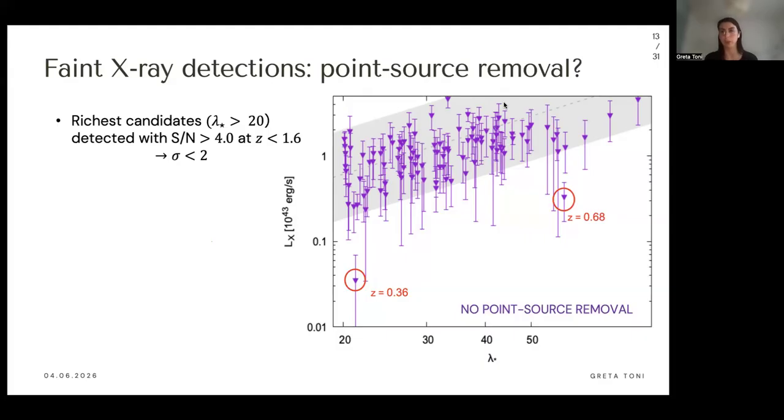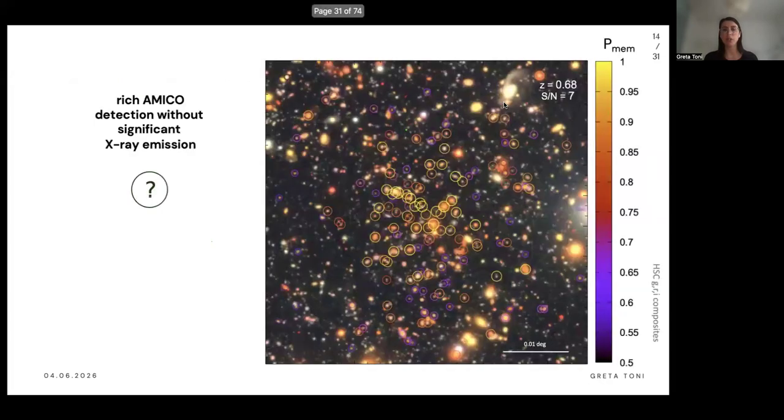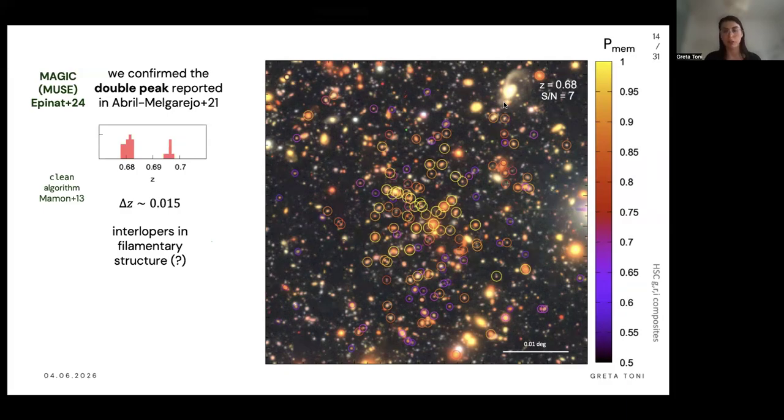In particular, let me focus on this one on the right, which is at redshift 0.68. This one is very interesting because it was one of the richest AMICO detections, but didn't have significant X-ray emission. So we started investigating a little bit more because it was a weird object. And we found very nice spectroscopic data from MUSE that had reported already in 2021 the presence, at this precise location, of a double peak in spectroscopic redshift. Therefore, we did our own spectroscopic analysis, and we found that indeed this is not a rich cluster, but two different groups almost perfectly aligned along the line of sight and very close in redshift, perhaps along also a filamentary structure that is aligned with the line of sight. So quite an interesting one.